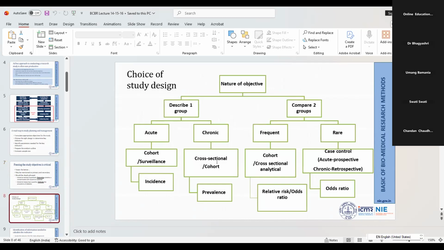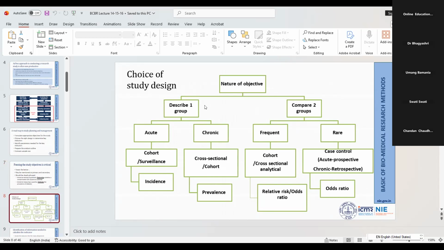Now, second is choosing the right study design. So the study design is chosen based on the nature of our objective. If our objective is descriptive in nature and only one group is there, then we will go for a cohort or surveillance study or cross-sectional study. If the condition is acute, like pneumonia or a diarrhea outbreak, then it is better to do a cohort study or disease surveillance study. And here our indicator will be incidence rate. And if the condition is chronic, like diabetes or hypertension, we are going to observe for a long time. So again, it is better to do a cohort or cross-sectional study. Here, what we can get is prevalence rate or incidence rate.